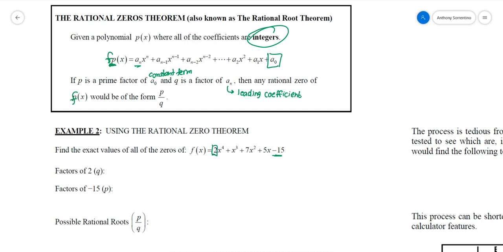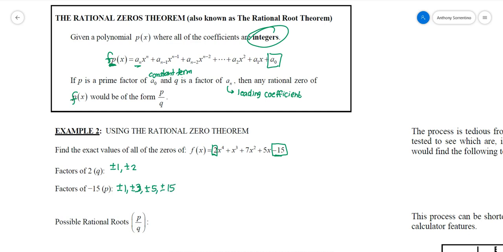So I've got to think, well, what integers go into 2? It's not an extensive list. I have plus or minus 1 or plus or minus 2. Those are the factors. The factors known as p: what numbers multiply to give me -15? Or what numbers can I divide into it and get no remainder? Well, plus or minus 1, plus or minus 3, plus or minus 5, or plus or minus 15.